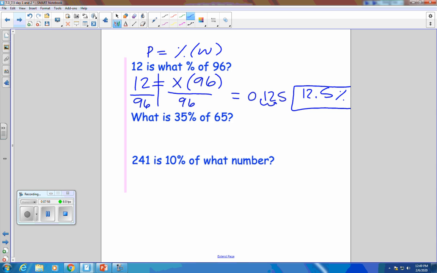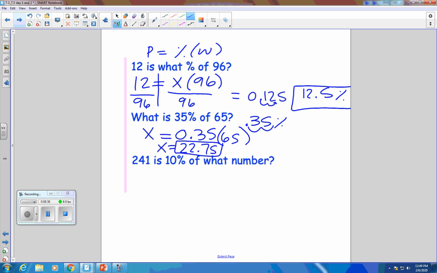Okay, what is 35% of 65? We don't know the part. We do know it's 35%, but if I'm doing percent equation, I have to put that in as a decimal. 35%, we move the decimal to the left 2 times, and we get 0.35, and our whole number is 65. And from there I solve. I take 0.35 times 65, and I get x equals 22.75.